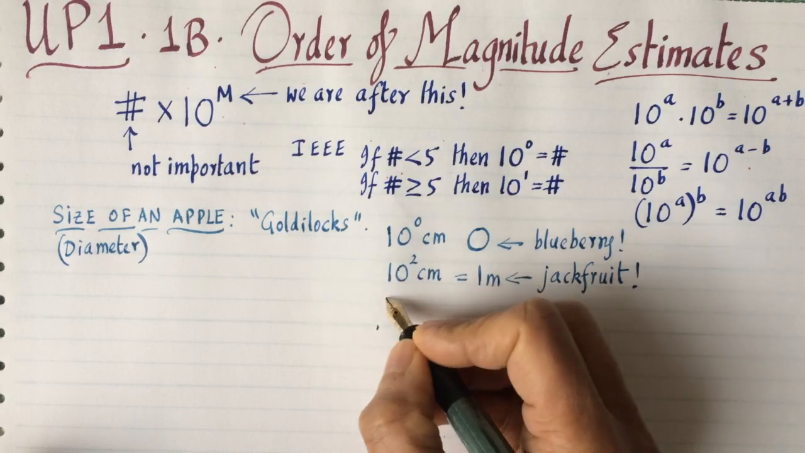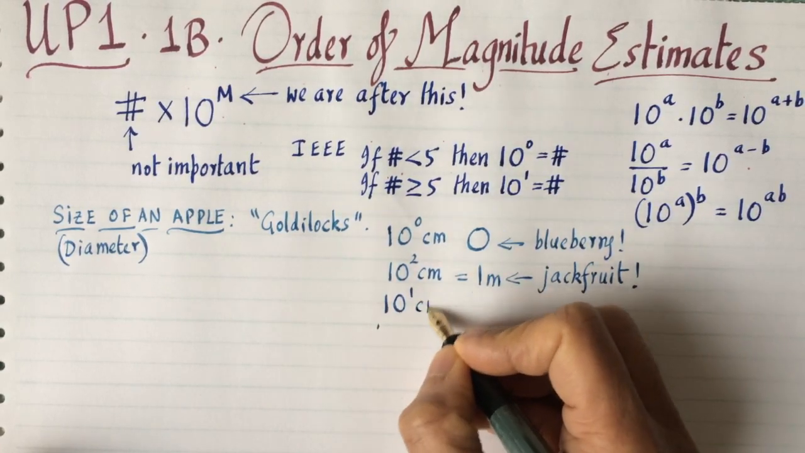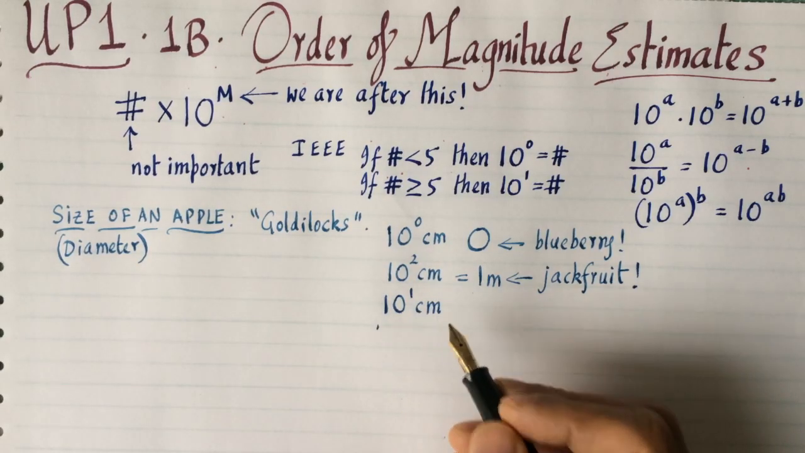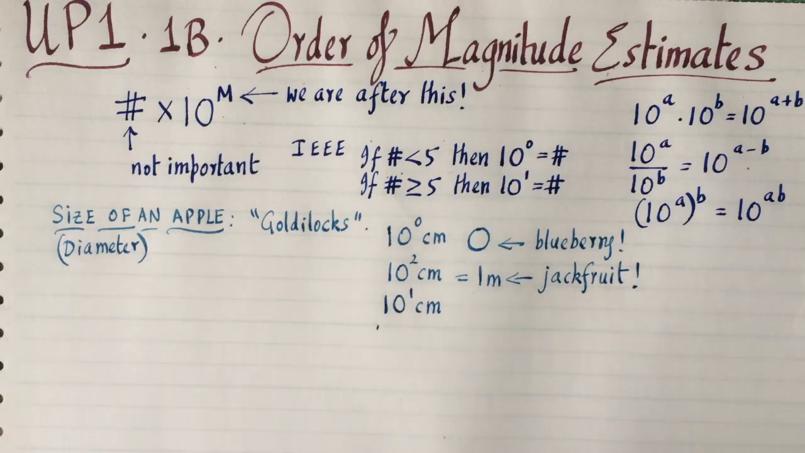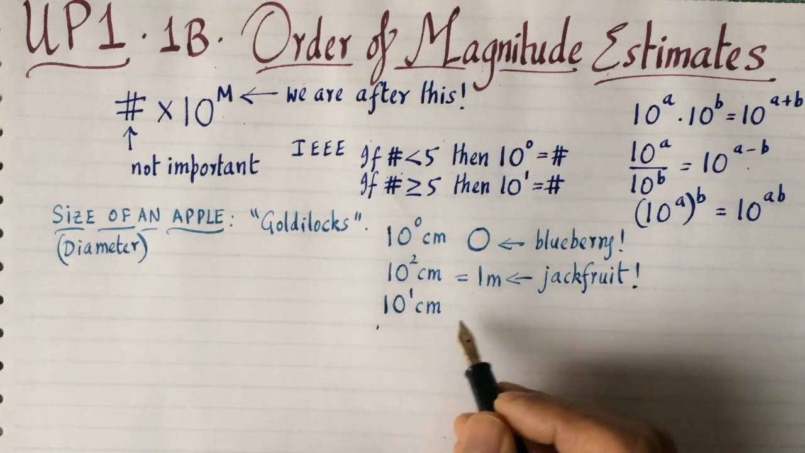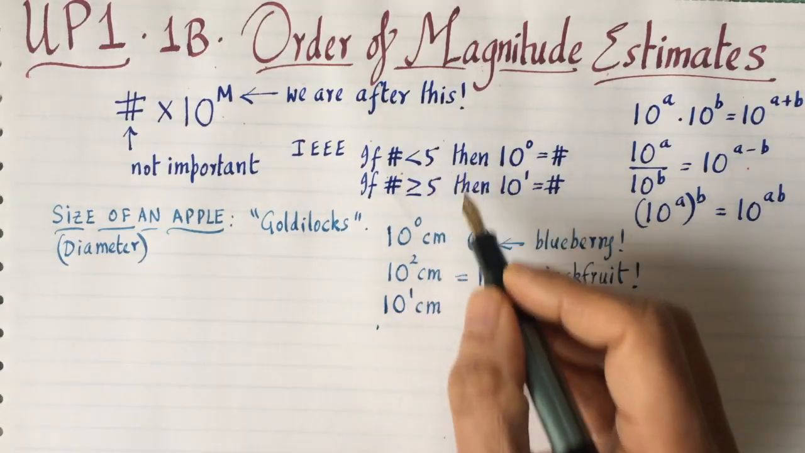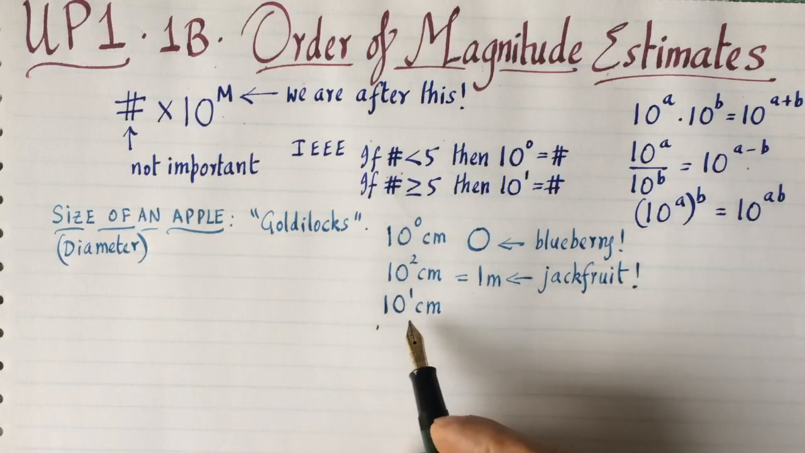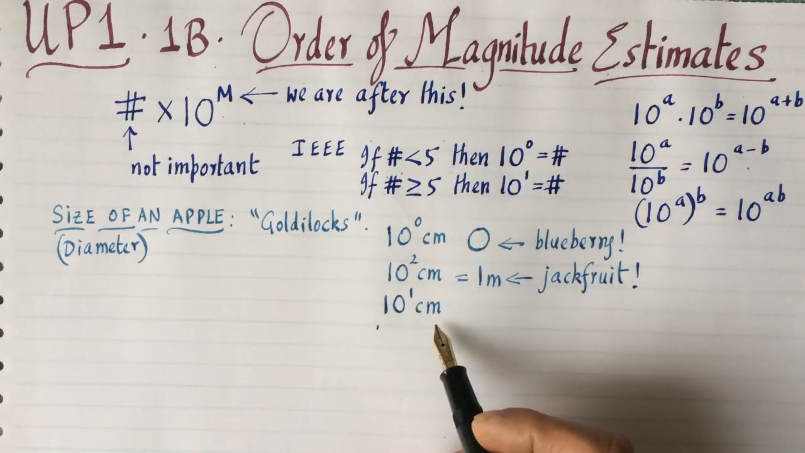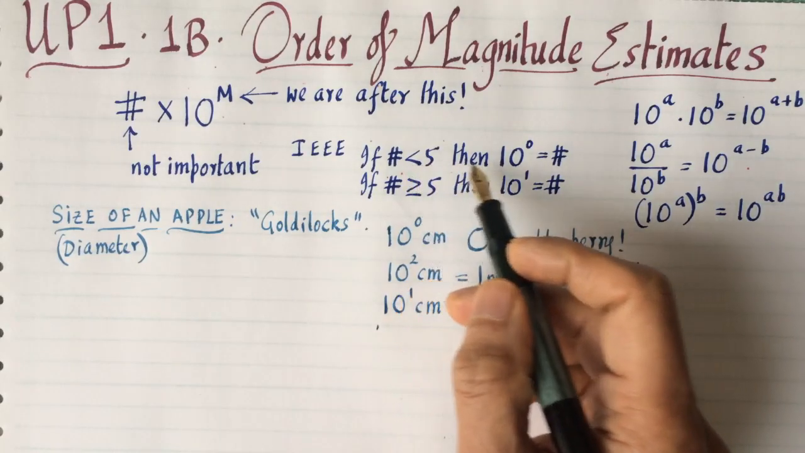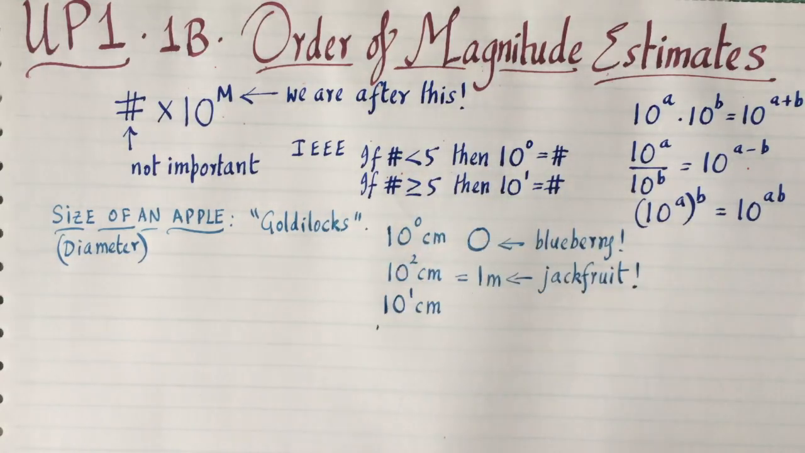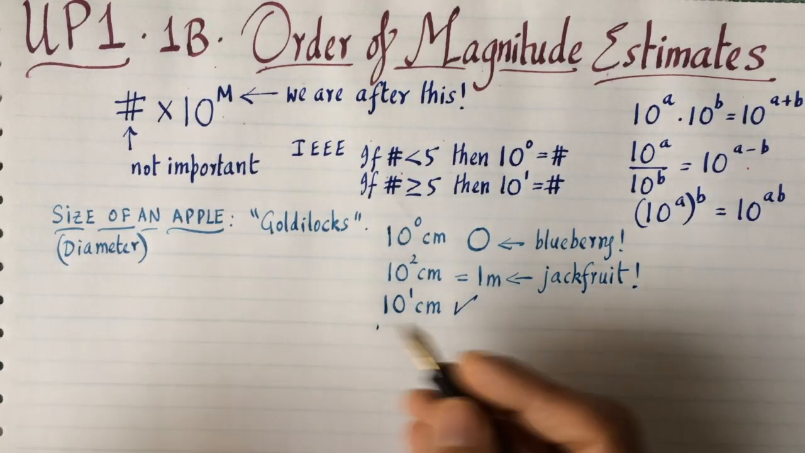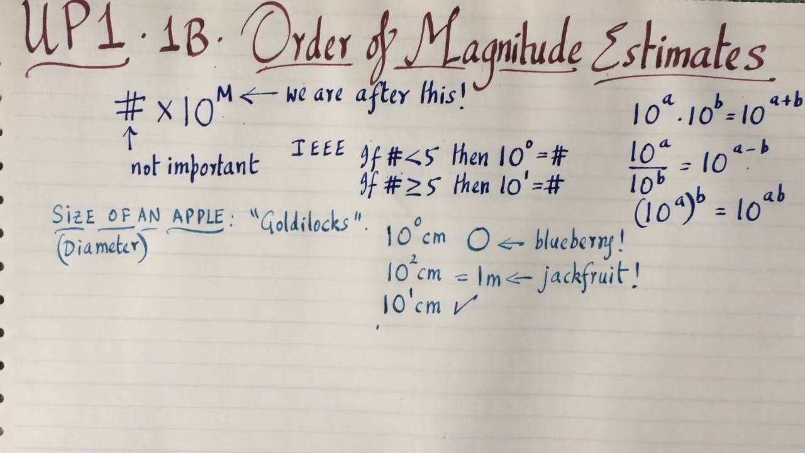Therefore, the Goldilocks principle tells us that 10 to the 1 must be the right size for an apple. It's about 10 centimeters. If you look around, there are very few apples that actually measure 10 centimeters. A few of them might, but most of them are either smaller or bigger than 10. But remember the IEEE convention. If the apple is even 30 centimeters, the size of a basketball, it is still considered 1, because that 30 is 3 times 10 to the power 1, and 3 is still considered as 1. So this is about the right size. That's the size of an apple. This is the basic principle we're going to use for estimation.